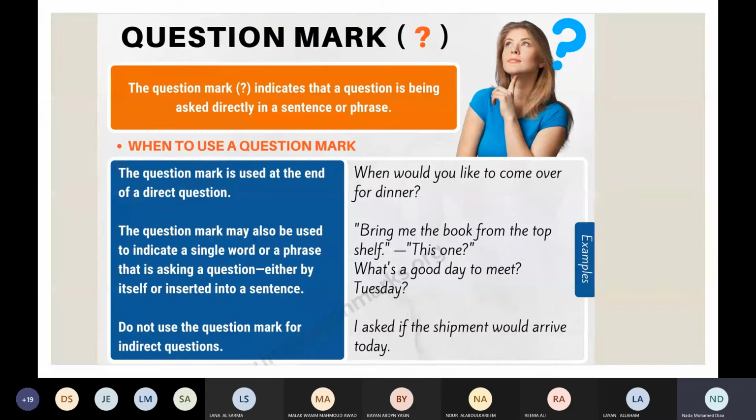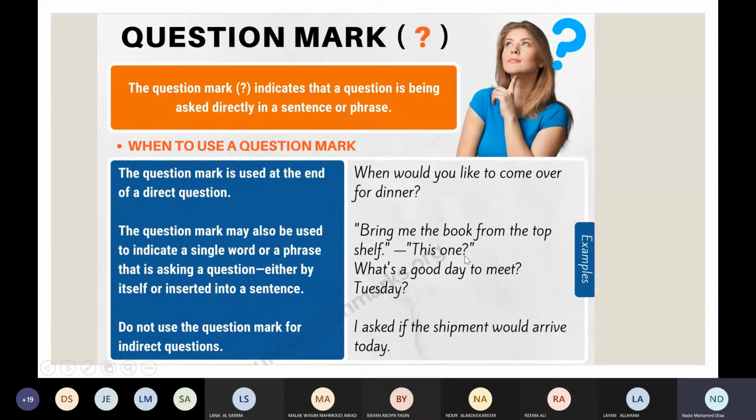Question mark. The question mark indicates that a question is being asked directly in a sentence or phrase. When to use a question mark? A question mark is used at the end of a direct question. How are you doing? How old are you? When would you like to come over for dinner? The question mark may also be used to indicate a single word or phrase that is asking a question, either by itself or inserted into a sentence. Here, bring me the book from the shelf. This one?